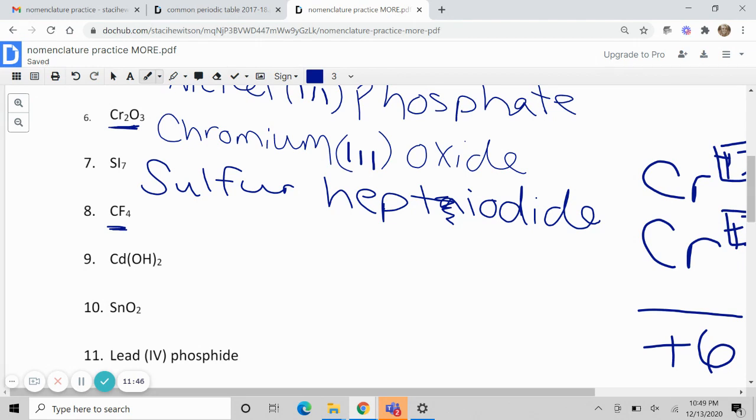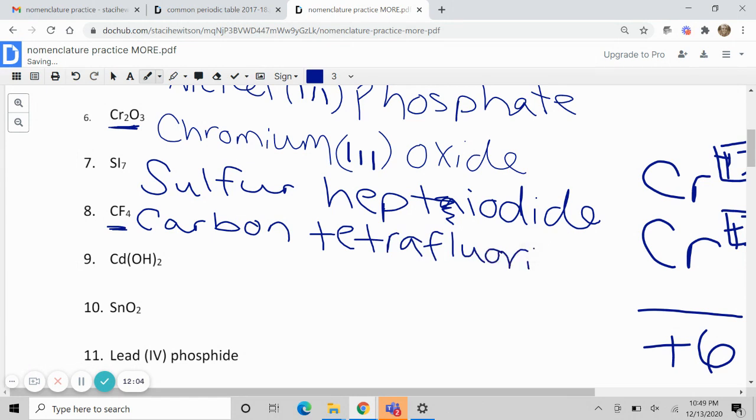Okay, this one also only has 2 elements, so there's no polyatomic ions. It has carbon and fluorine, which are also both nonmetals, so we have to use prefixes as well. So it's going to be carbon. And then what is 4? 4 is tetra. So it's going to be tetrafluoride.